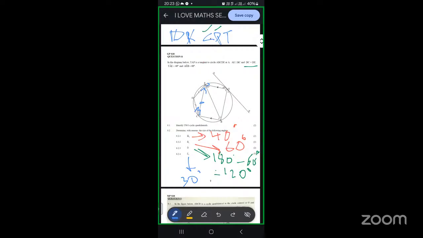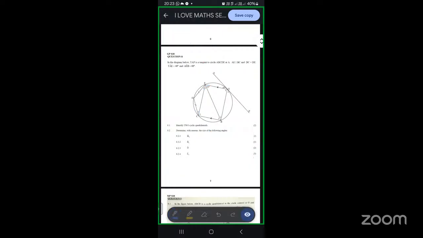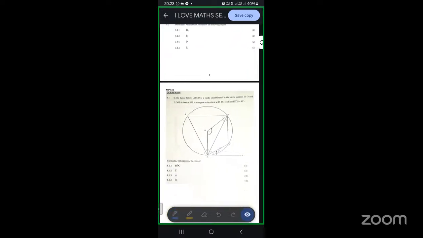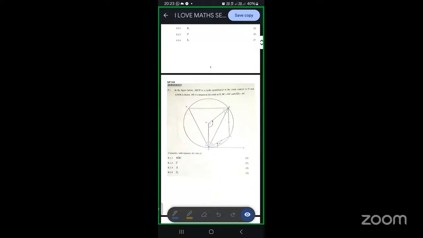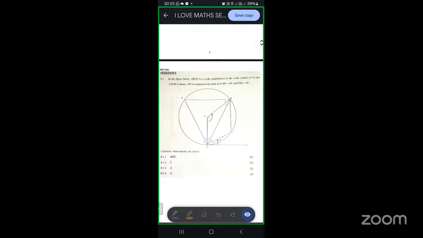Then let's go to the other question. This question here. Okay, it's a nice question. So I will ask you some questions on what you think we can do to approach this question. But let's first do some analysis.